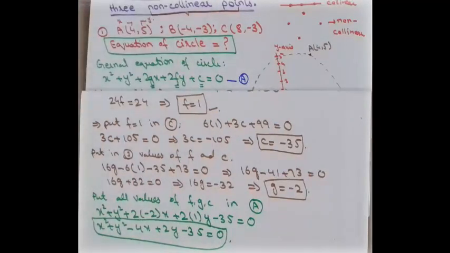So in this way you can find the equation of a circle for any given known collinear points by just following these steps.